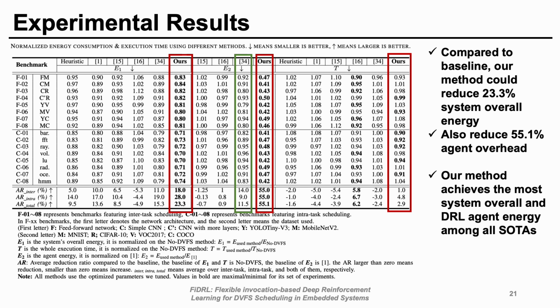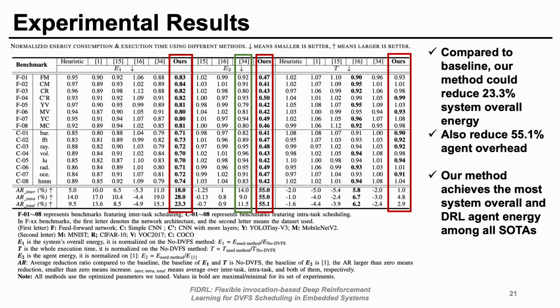Here are the overall results. We can see the right labels, which are our method. It could reduce the system's overall energy by 23.3% on average and agent energy by 55.1% compared to the corresponding baseline. Our method achieves the greatest overall and agent energy reduction among all methods.